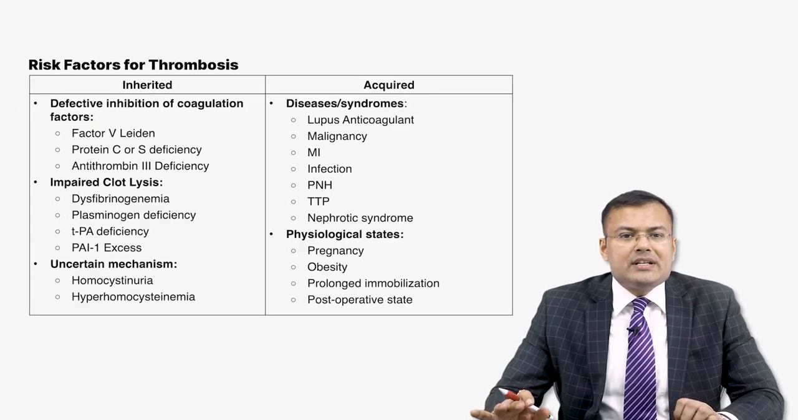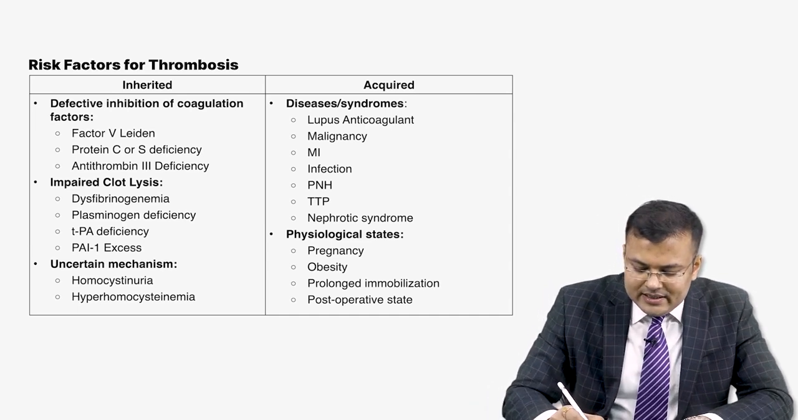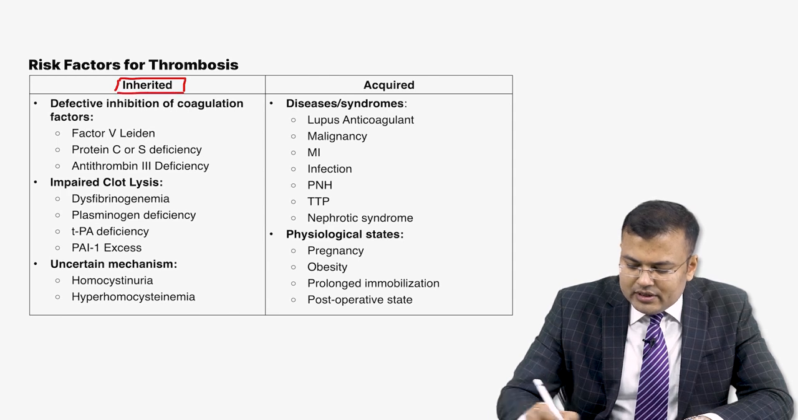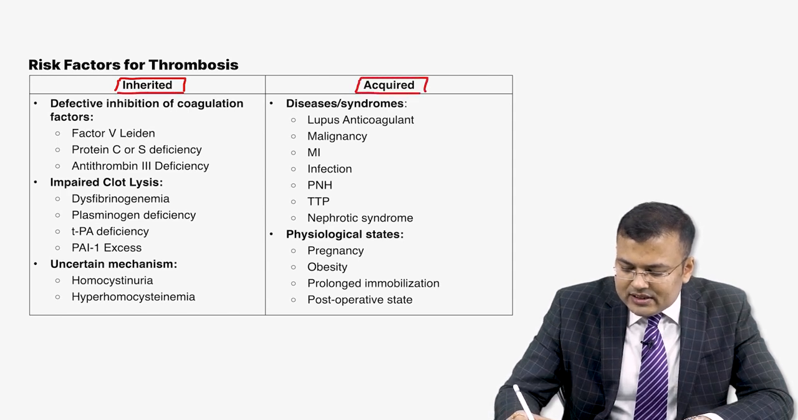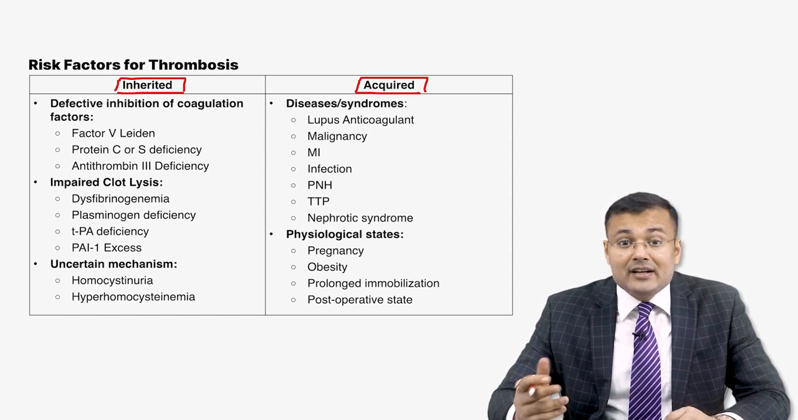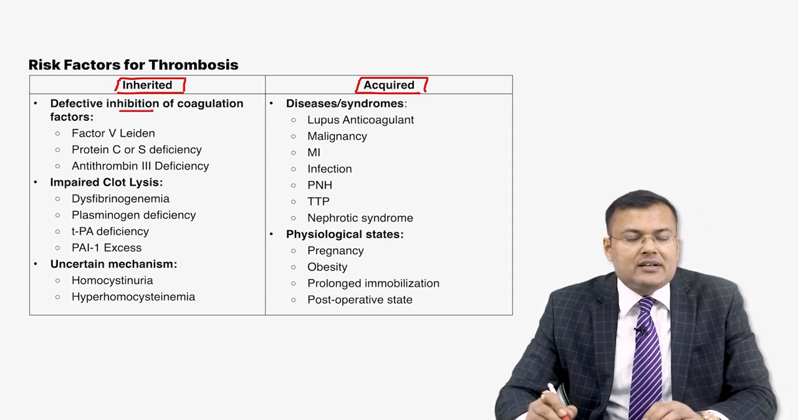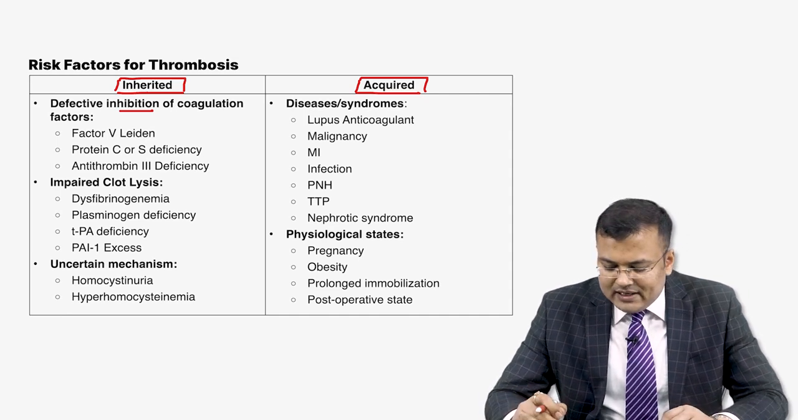Now see the important risk factors for thrombosis. It is further divided into two categories: inherited and acquired. So first, see the inherited factors. Defective inhibition. If there is defective inhibition of coagulation factors, like the patients who are having factor 5 Leiden.